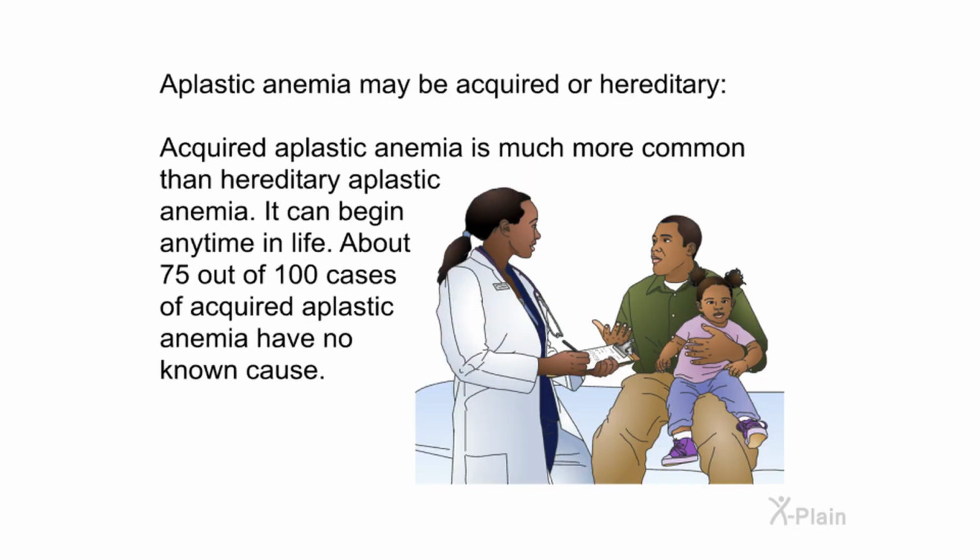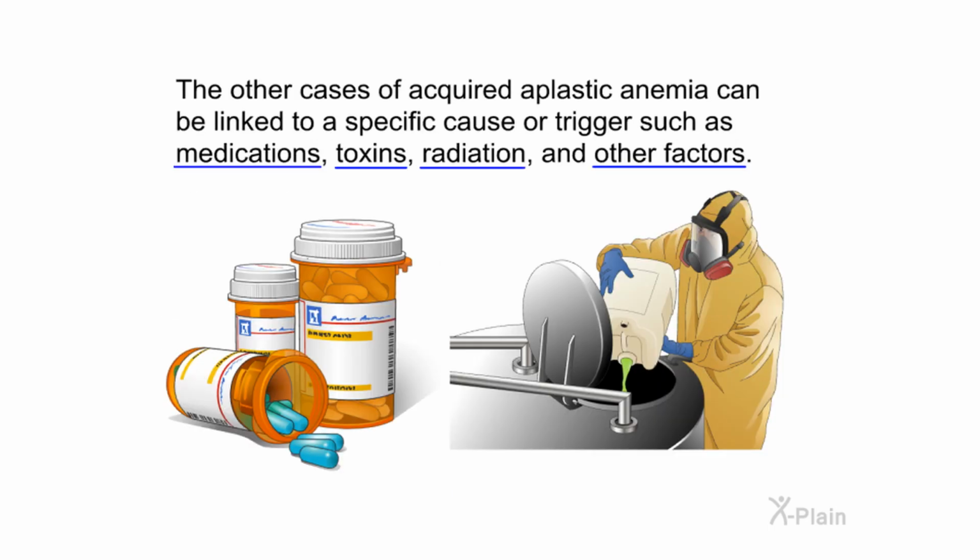Causes. Aplastic anemia may be acquired or hereditary. Acquired aplastic anemia is much more common than hereditary aplastic anemia. It can begin any time in life. About 75 out of 100 cases of acquired aplastic anemia have no known cause. The other cases of acquired aplastic anemia can be linked to a specific cause or trigger such as medications, toxins, radiation, and other factors.